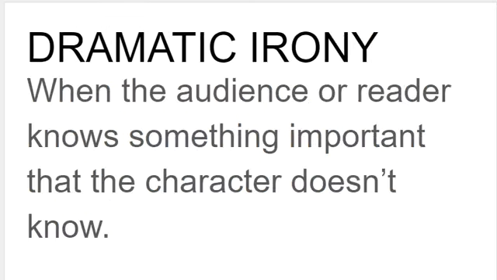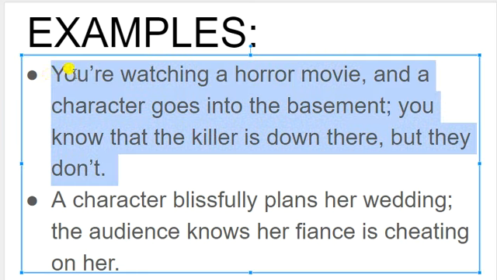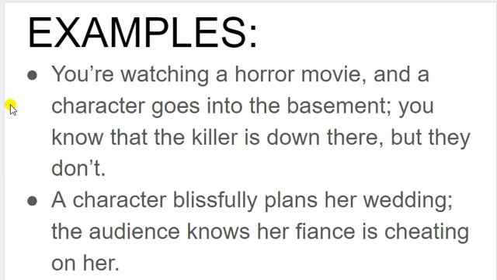So the second type of irony we're going to talk about is dramatic irony. This is when the audience or the reader knows something important that the character doesn't know. I know something you don't know. So a classic example of this is when you're watching a horror movie and a character goes into the basement, for example, and you know that the killer's down there, but they don't. Basically, you should never go in a basement ever, okay? There's always a killer down there.